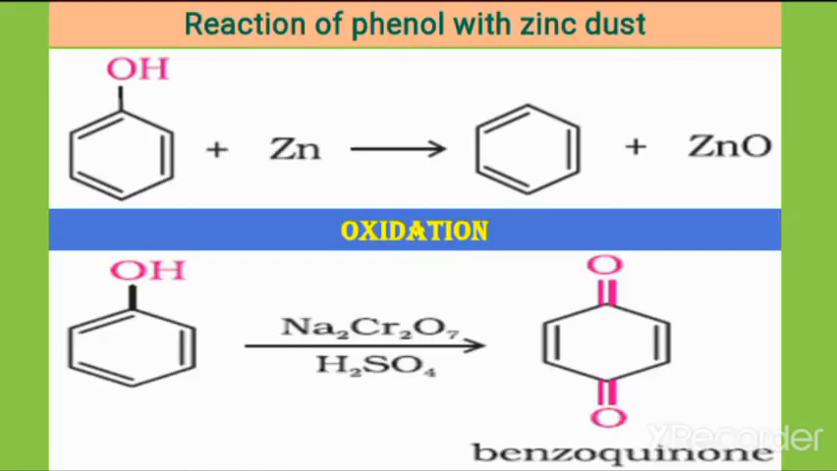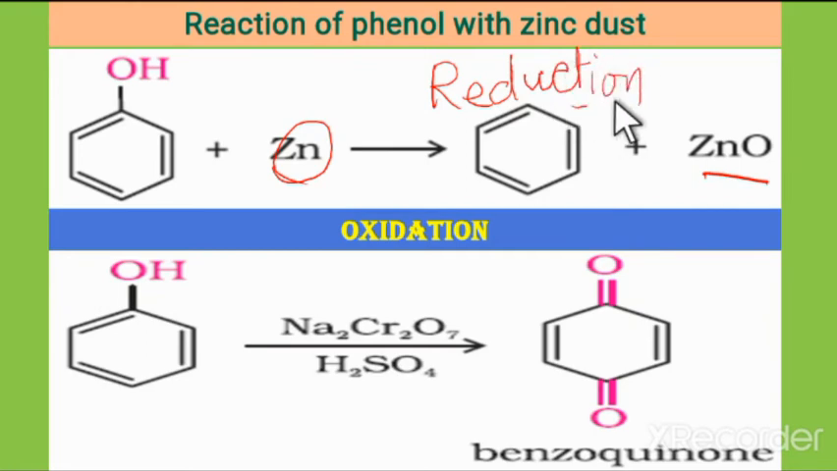Okay, next, the reaction with zinc dust. When phenol is treated with zinc metal, it forms benzene plus zinc oxide. In this case the oxygen is removed from the phenol, so this is known as reduction. Reduction means removal of oxygen, so it is a reduction process.